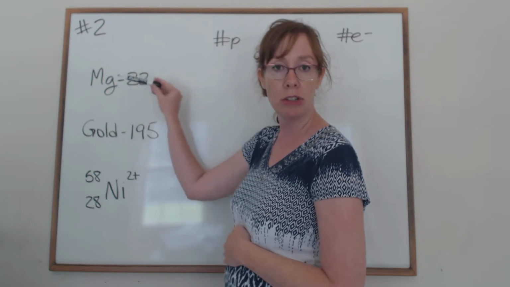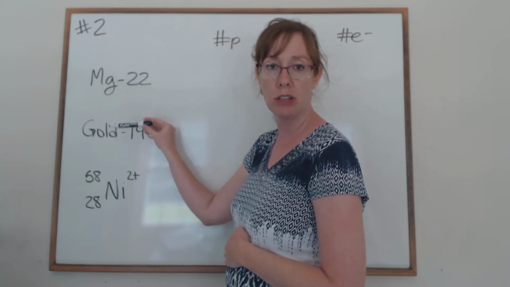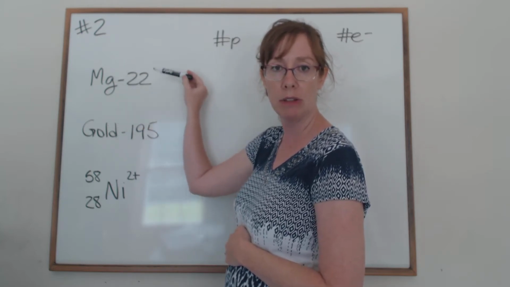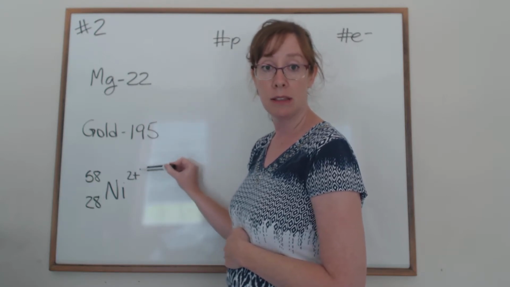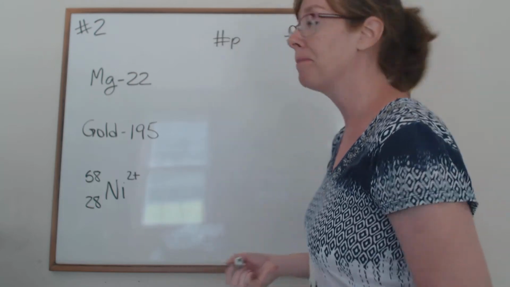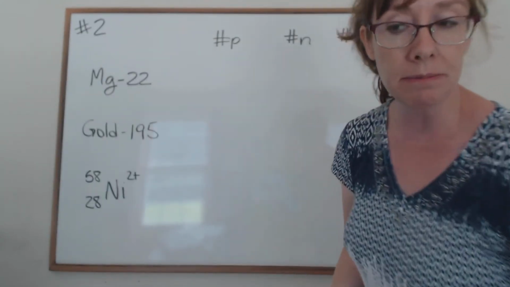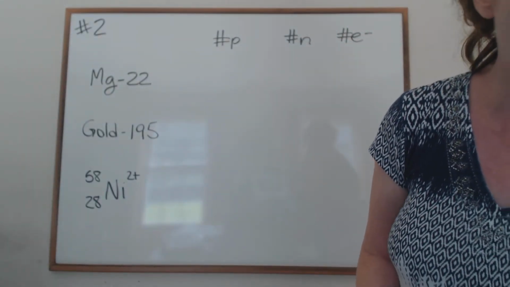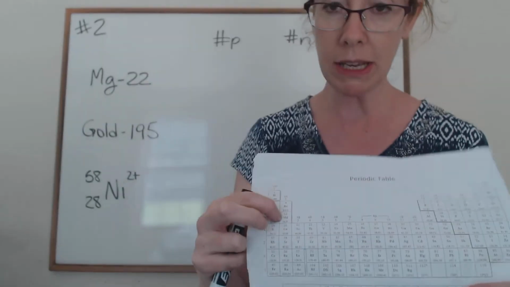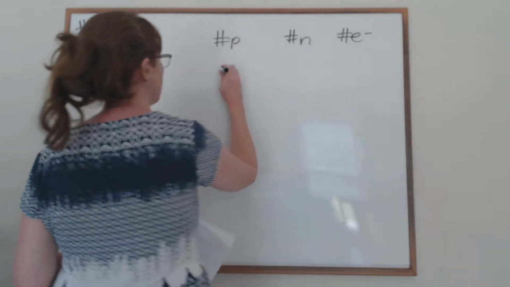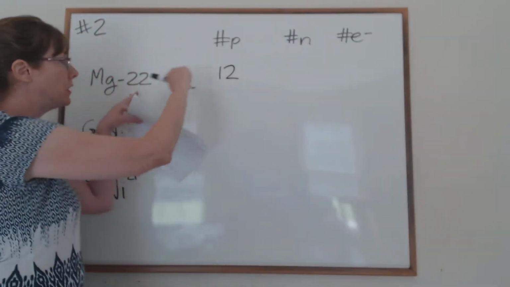If you don't see that they're charged, that means they're not charged. They're just neutral. Unless someone tells you a charge, it's assumed to be neutral. But this one is showing you that it is the 2+ cation. Number of protons is very easy. Magnesium, periodic table, always has 12 protons. That's the atomic number. Let's just finish magnesium first.